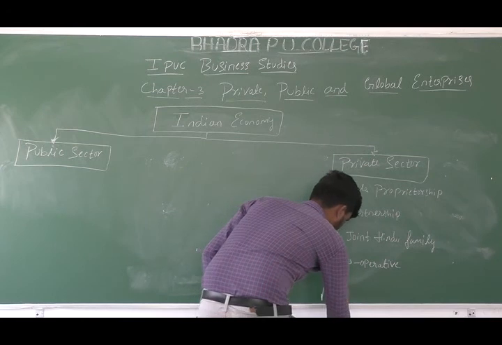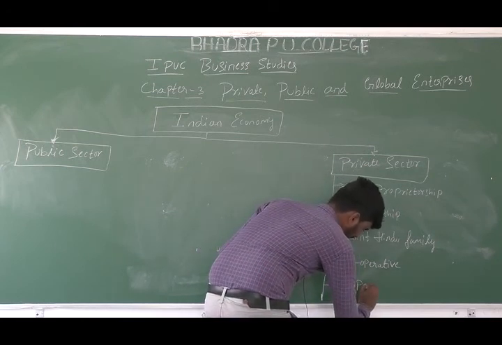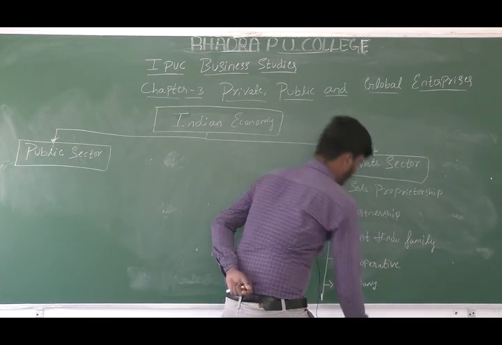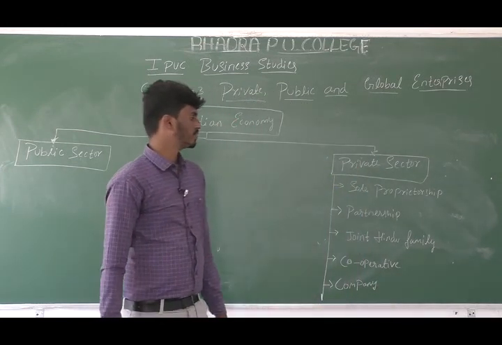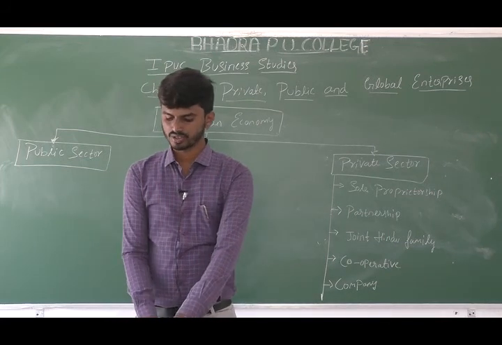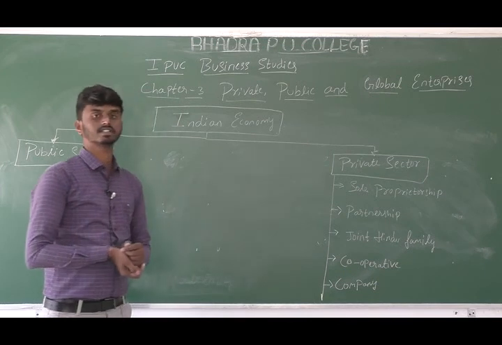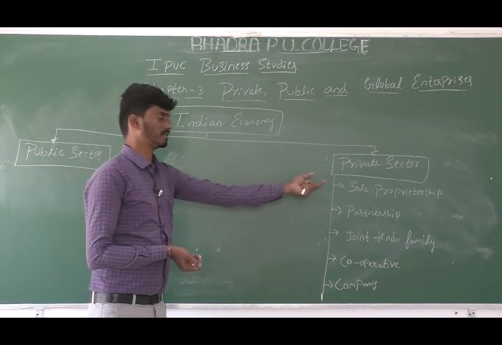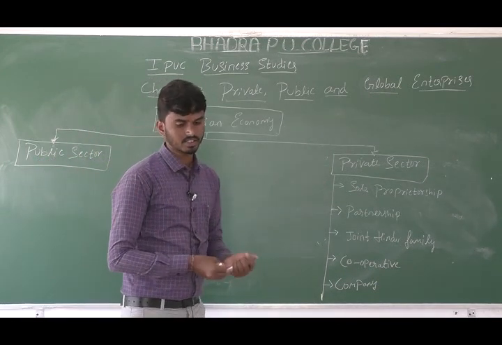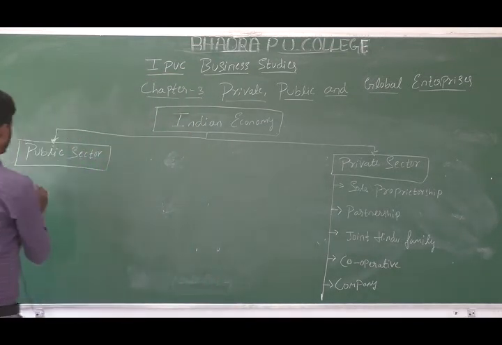And the last one is company. So these 5 forms of organizations are discussed in the second chapter. So these are the private sector, and these forms of organizations are discussed in the second chapter, that is forms of organization. In public sector, again the forms of organization will be 3 types.